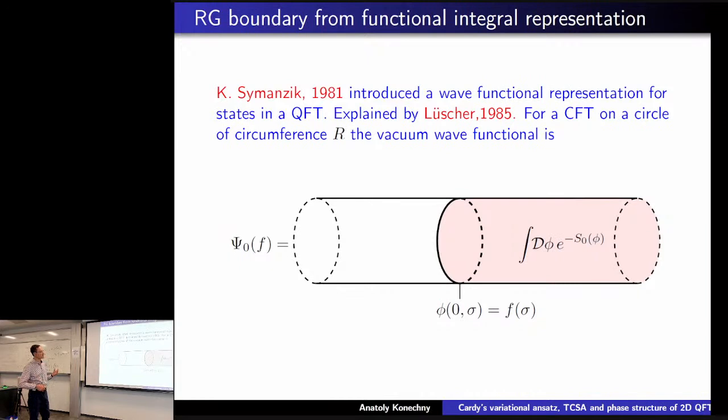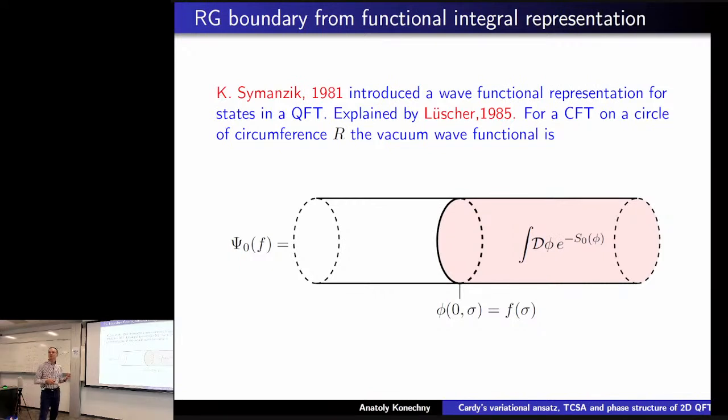Suppose I have a fundamental field and I have some action, then I can impose Dirichlet boundary condition on some fixed circle here, and then say the vacuum wave functional will be given by taking a path integral on a half cylinder. Is it obvious how to do this for a general CFT, or is this just... I'll get to it, yeah.